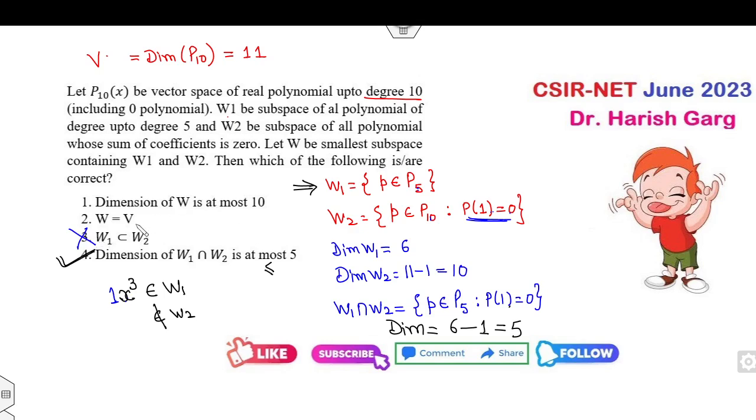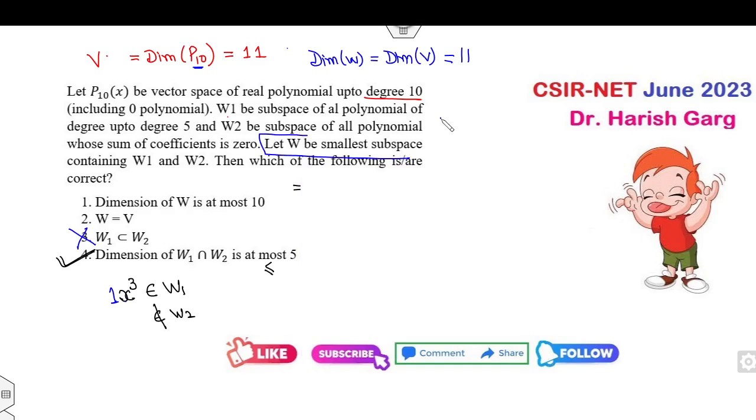Fine. Now W is equal to V. V is my P10. So when it will be the same, when dimension of the W is same as dimension of the V, which is 11. But what is the W? W is the smallest subspace. What is the smallest subspace? We all know it's W1 plus W2.